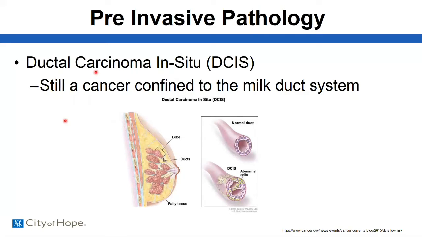So this pre-invasive or ductal carcinoma in situ is still a cancer, but it's confined to the milk duct system. So the breast is comprised of all these lobules that make milk and all the ducts that go down and end up in the nipple. And so a DCIS or a ductal carcinoma in situ is those cells are still confined within that milk duct system.